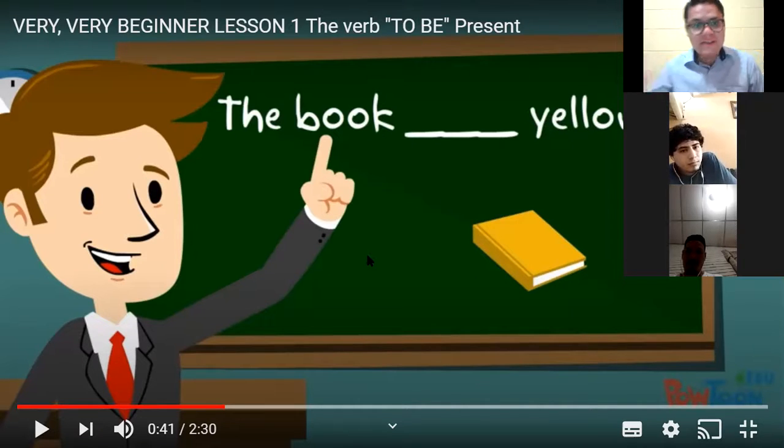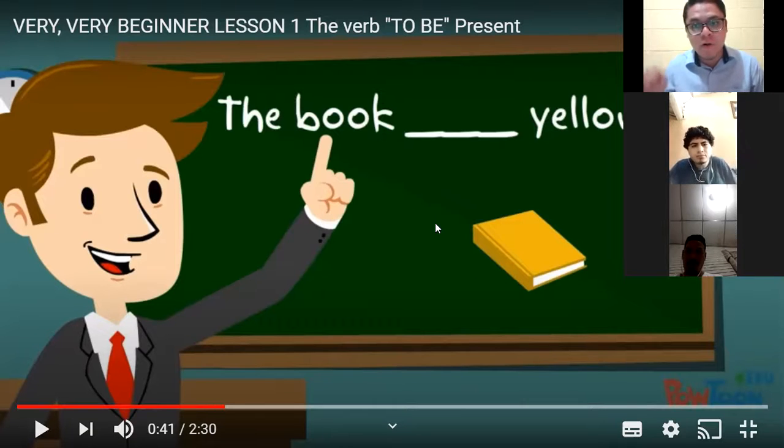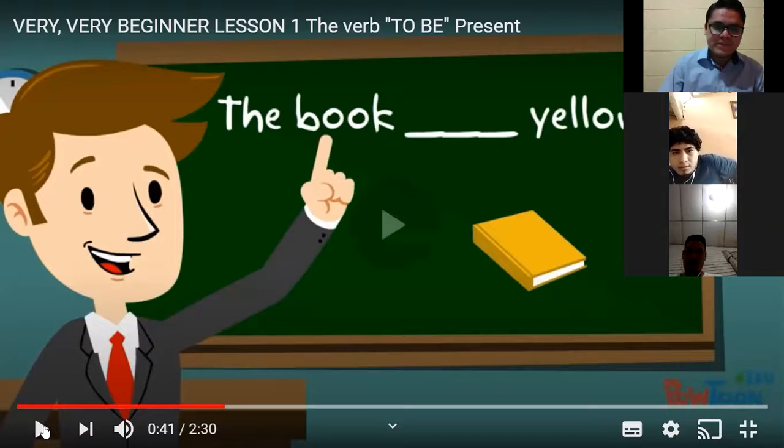So, Jose Alvarez, you have the book right here. What is the correct form of the verb to be? The book is yellow, the book am yellow, or the book are yellow? The book is yellow. What is the subject pronoun for the book? It. Oh, it's singular. All right. The book is yellow.